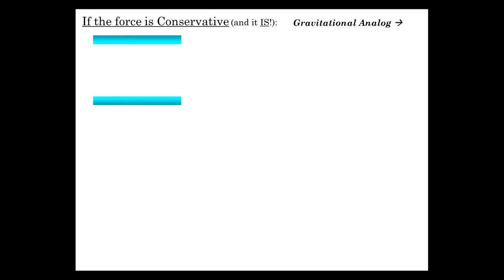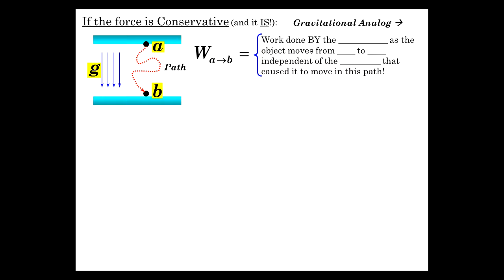Let's consider conservative forces, because that's what we're dealing with here. But let's do the gravitational analog, since we're probably more familiar with that. So we have a region here with a G field, and we're going from A to B along some arbitrary path, as shown here. And the work done by the conservative force in moving the object from A to B. So we're interested in the work done by gravity along this path. The work done by the G field moving from A to B is independent of the force that caused it to move in this path.